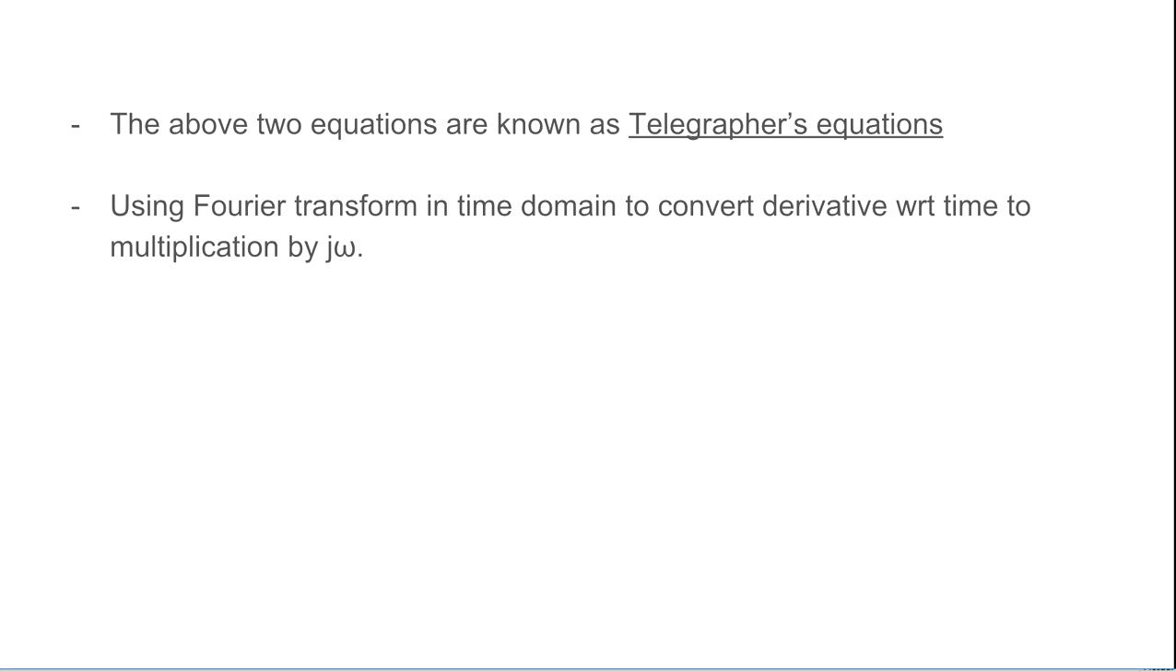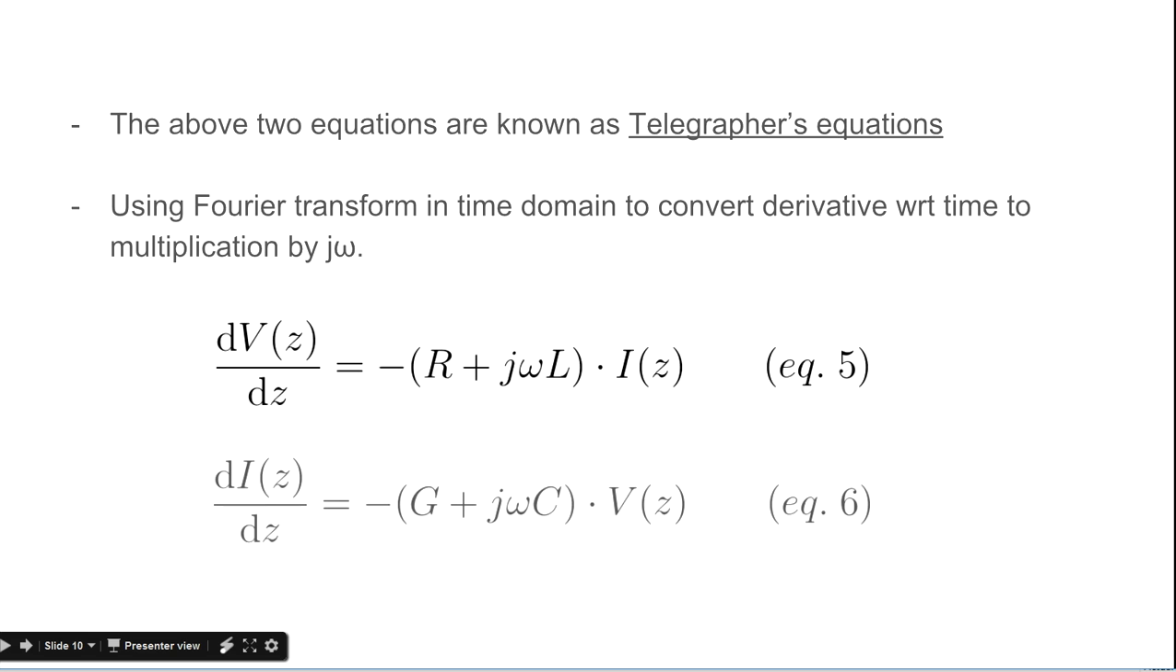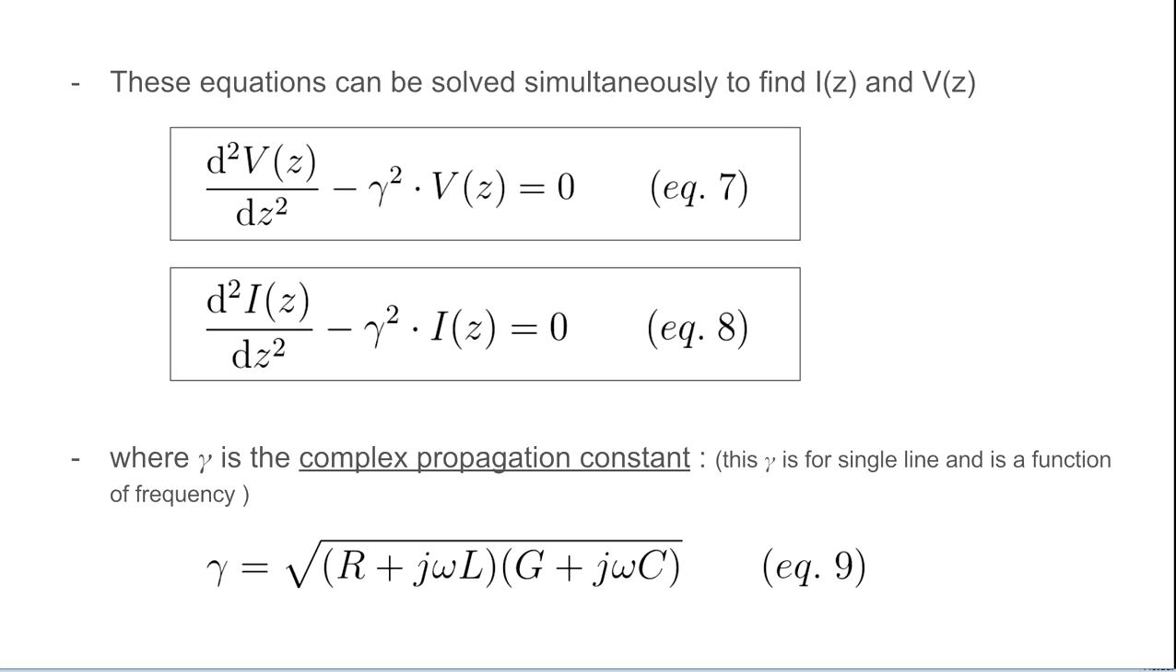Yeah, so it comes out to be del V by del Z is equal to minus R plus j omega L into I(z), and dI by dz is equal to minus G plus j omega C into V(z). These equations can be solved simultaneously to get I(z) and V(z) as these. And here gamma is the complex propagation constant given by the square root of the product of R plus j omega L and G plus j omega C.